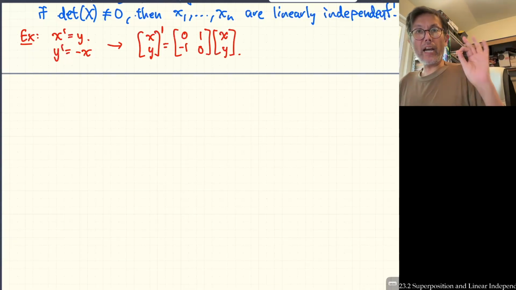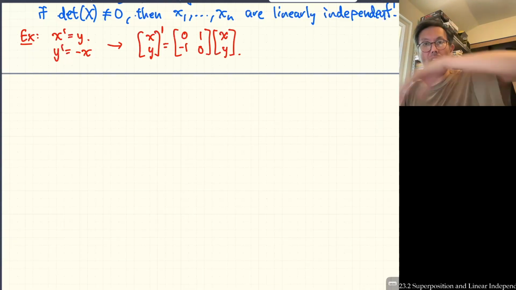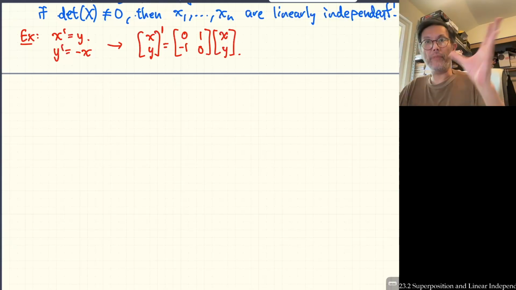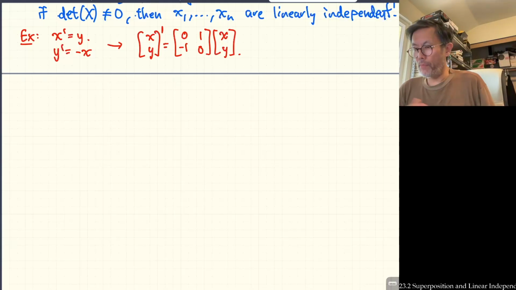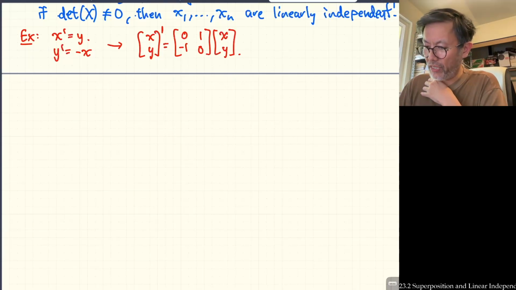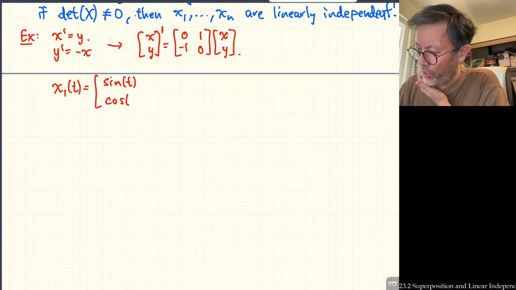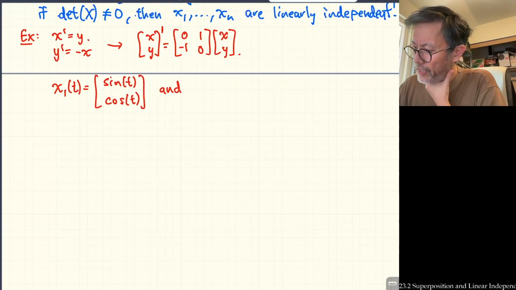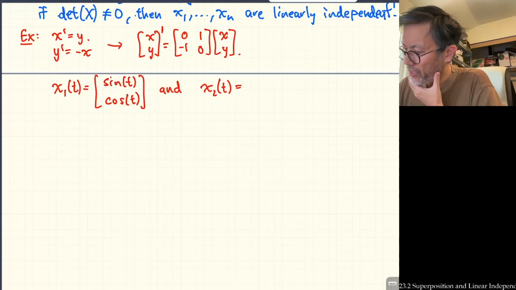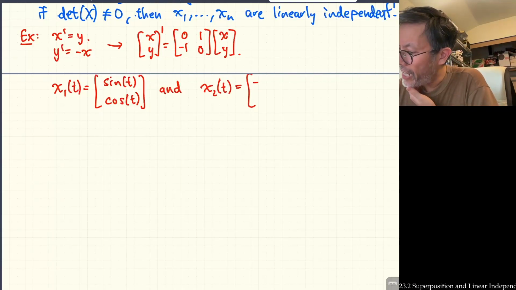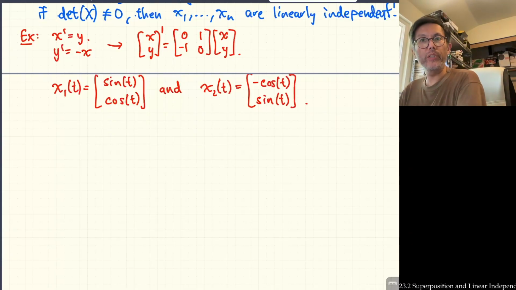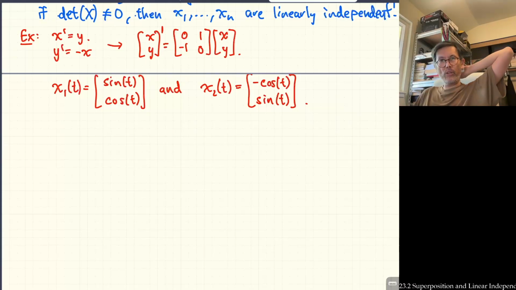And I asserted, in the last video, that the general solution is given by something. But I'm going to say it a little bit differently here. One solution, x1 of t, is going to be given by (sine t, cosine t). That's one solution. And x2 of t is equal to (negative cosine t, sine t). Now, I'll let you check for yourself that these really are solutions to the differential equation.